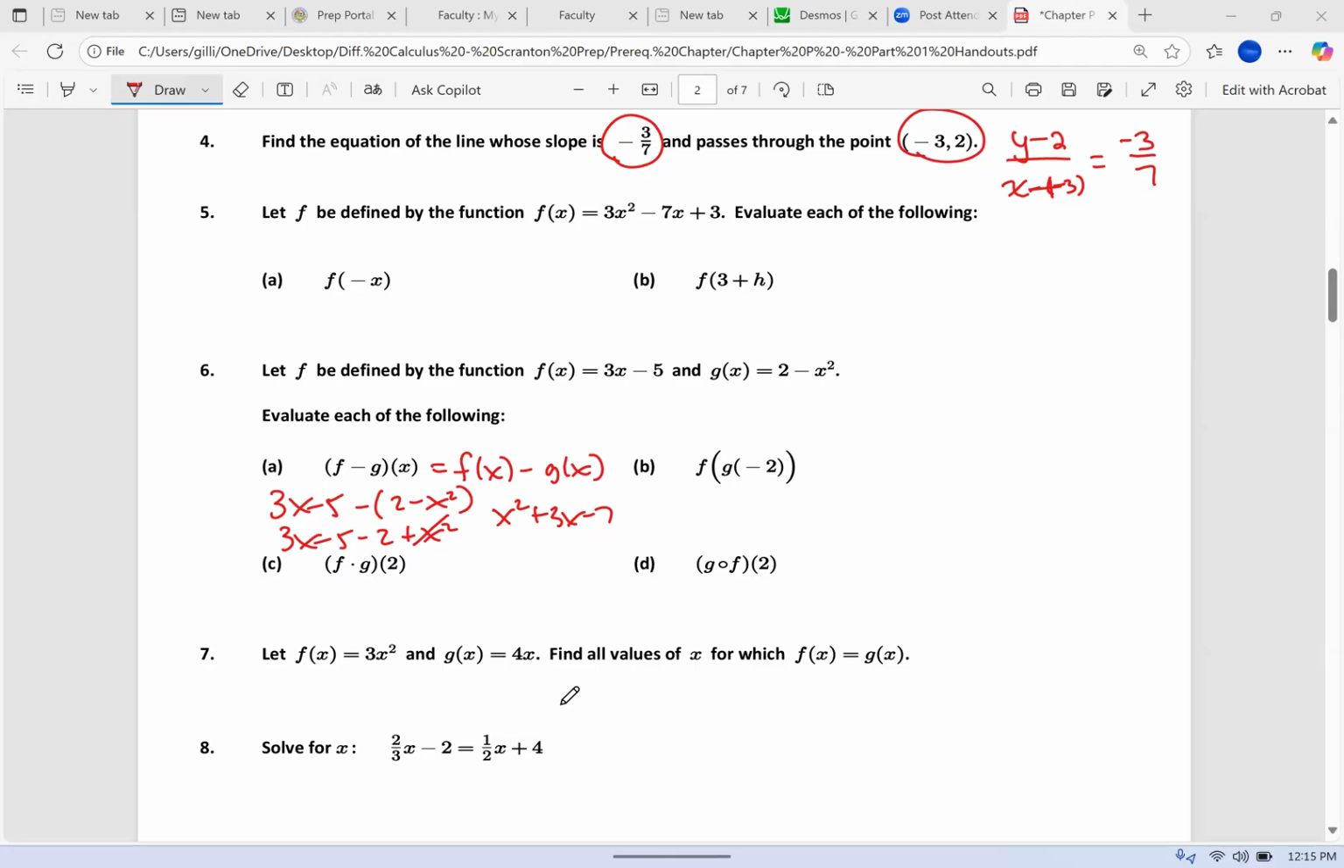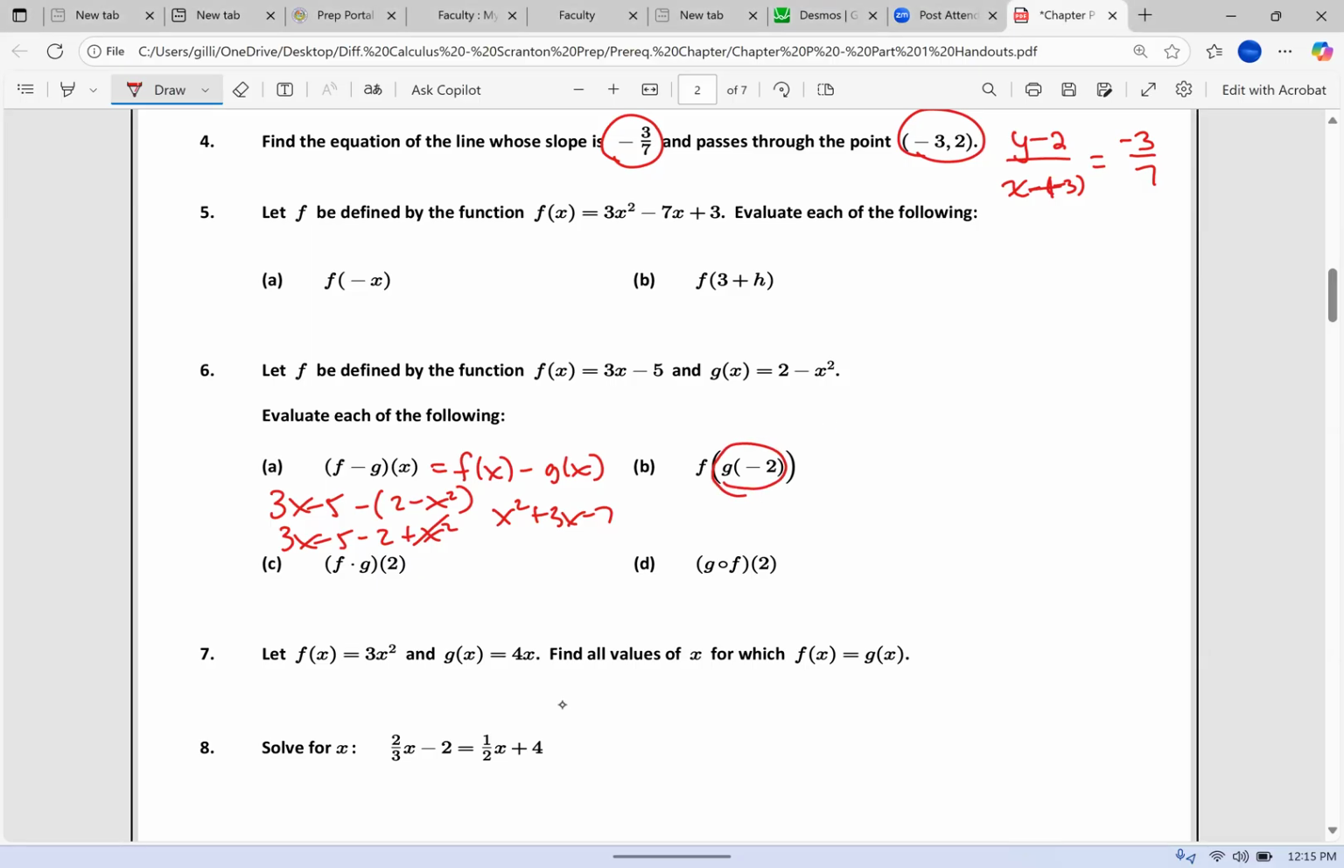Now to do f at g at negative 2, I'm going to work on the inside. g at negative 2 just means 2 minus negative 2 squared. I'm going to replace x in g with the negative 2. Negative 2 squared is 4, and 2 minus 4 is negative 2. But this function's output, which is negative 2, is now the input for f. So f at negative 2 equals 3 times negative 2 minus 5, and negative 6 minus 5 is negative 11.